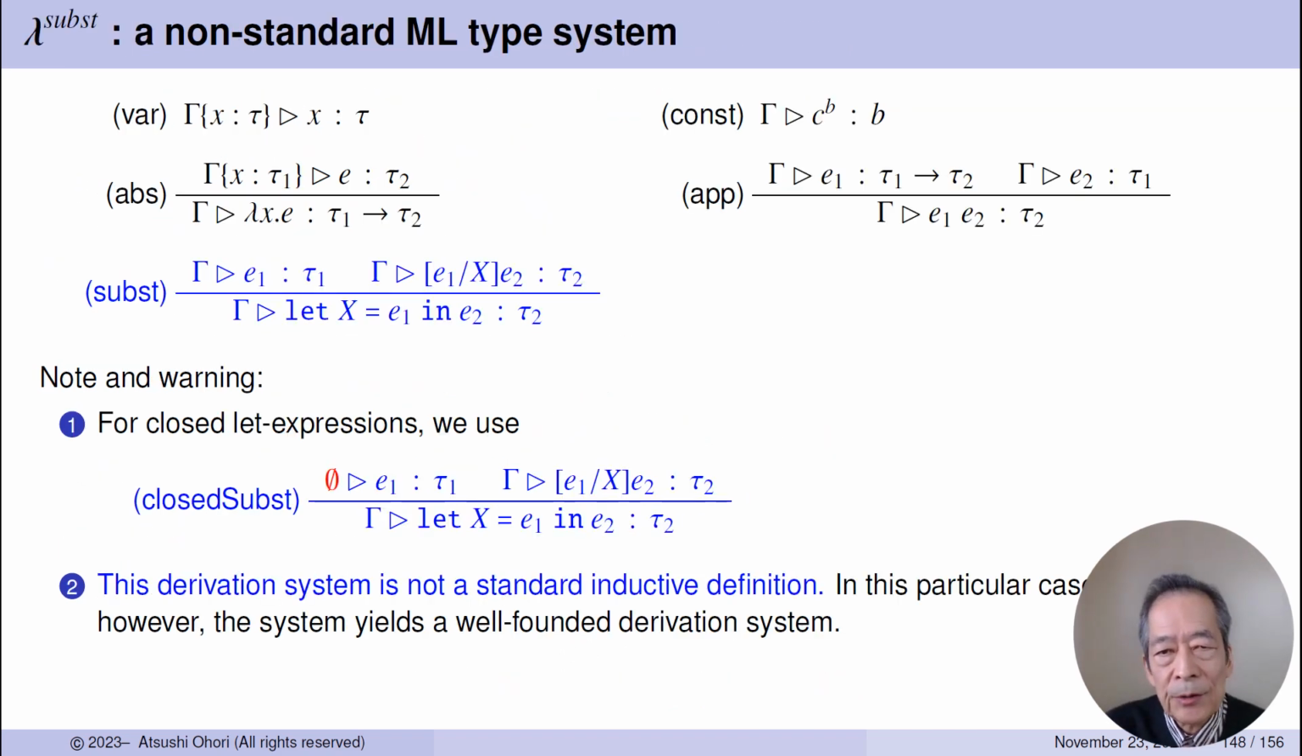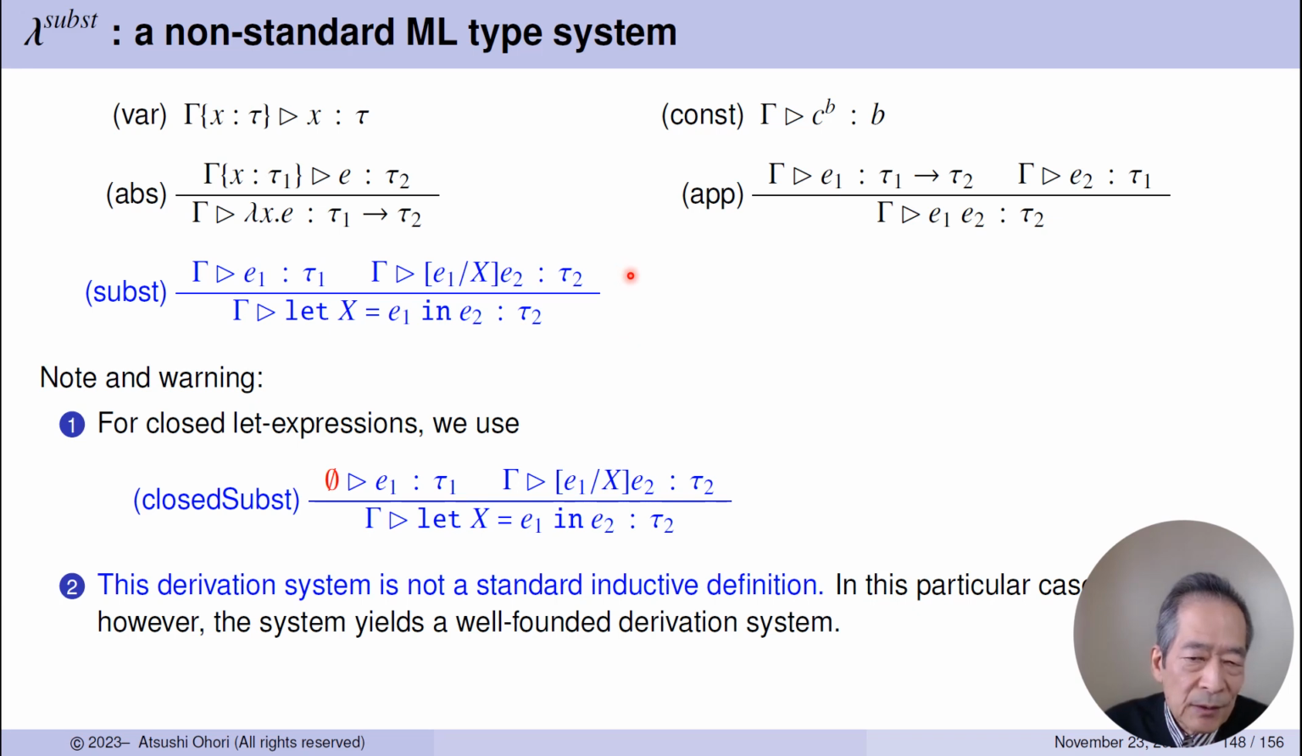In order to establish the desired equivalence of lambda ML and lambda det, we use this new type system, which is non-standard, a non-standard ML type system called lambda subst, the intermediate mediator. So let's look at this set of rules. The first rule is just for simply typed lambda calculus, and then we have one rule, subst. In order for this let expression to be typable, E1 must be typable, and also E2, where x is replaced with E1, this expanded term, is typable.